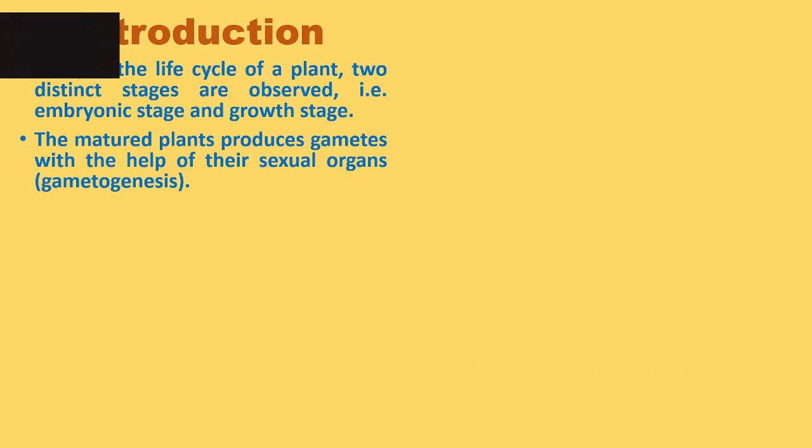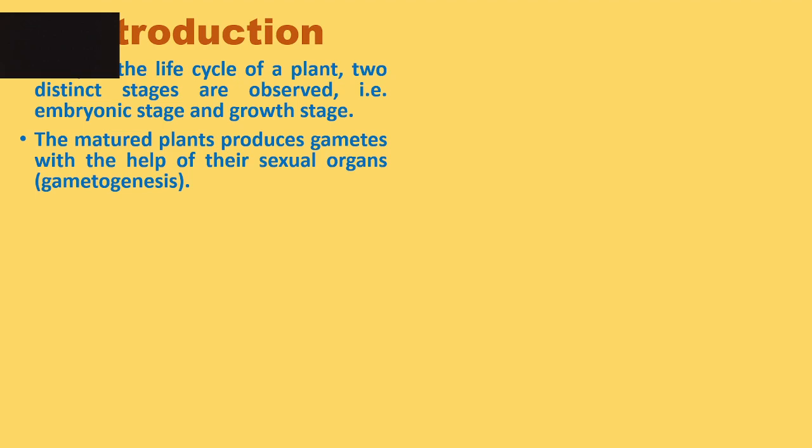Now, in the life cycle of any plant, two very distinct stages are observed, that is the embryonic stage and the growth stage. First of all, the embryo is formed, and that stage is known as the embryonic stage. In this stage, different processes take place and embryonic development proceeds through different stages. The second stage is the growth stage. When the embryo develops into a plant, the plant will grow and develop itself. So any plant has two important phenomena in its life cycle: the embryonic stage and the growth stage.